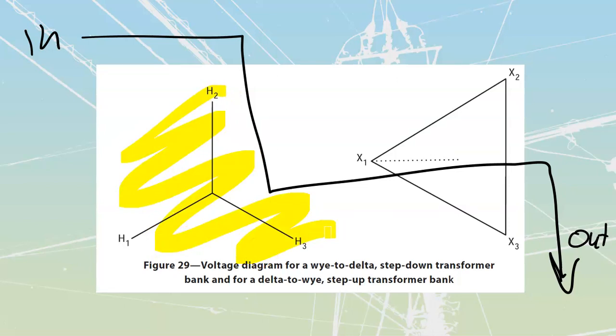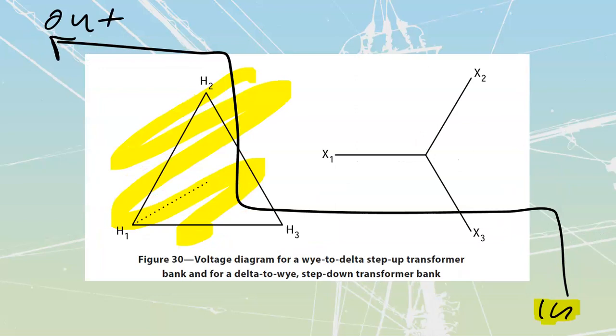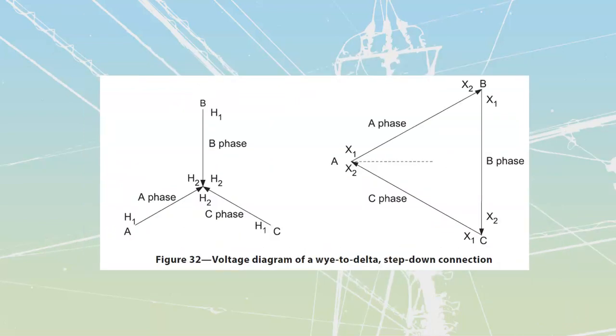So before you start doing any diagramming, say, what am I attempting to do? Am I attempting to come in from a high Y and step down to a low delta? Or am I attempting to come in from a Y low and attempting to get up to a high delta? And based on what your input is going to be, you're then going to select which one of these diagrams you're going to make. We're going to start with the first one, which is creating a high Y to a delta low.